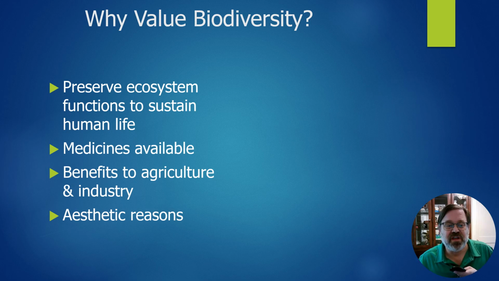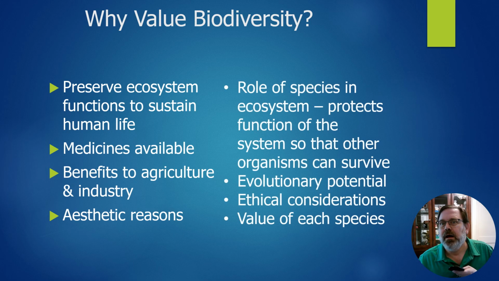So these would be aesthetic reasons. Other types of reasons might be that the species has a role in the ecosystem. It's going to protect the function of the system for other species, not just for humans. There might be the evolutionary potential. Each species is undergoing natural selection, and it's going to change and adapt as conditions change. And so by having more species, we have more potential to adapt to evolutionary changes.